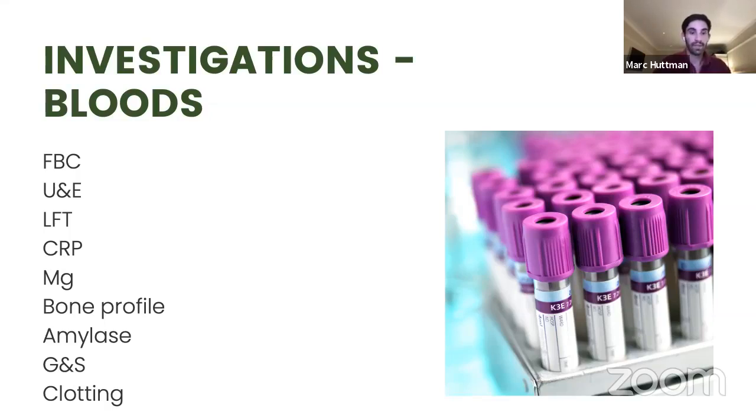You'd want to get a baseline of the magnesium, bone profile and amylase as well. You'd want to rule out things like pancreatitis, which may not seem completely necessary if you feel like you have the diagnosis. But remember, gallstones can travel further down and cause both cholangitis and pancreatitis. A group and save and clotting will be important, especially preoperatively.